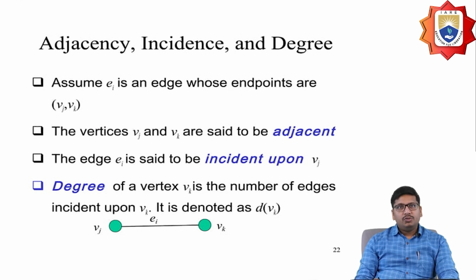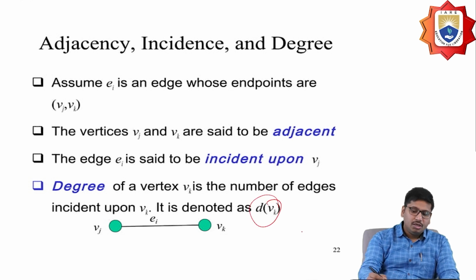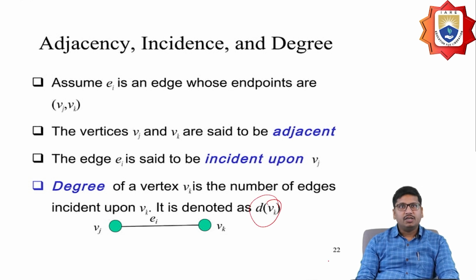And next one, we're going to see about adjacency, incidence, and degree. So assume that E1 is the edge whose endpoints are Vj and Vk, and Vj, Vk are said to be adjacent, and the edge Ei is said to be incident upon them. And the degree of the vertex is the number of edges that are incident on it, and is going to be denoted by d of Vk. That is the degree.